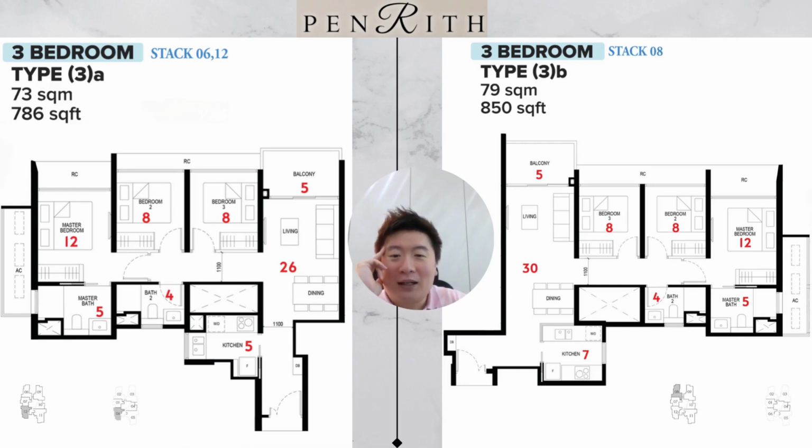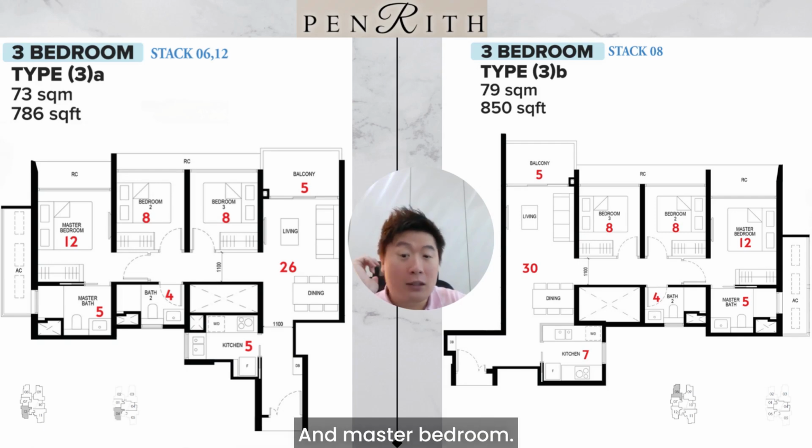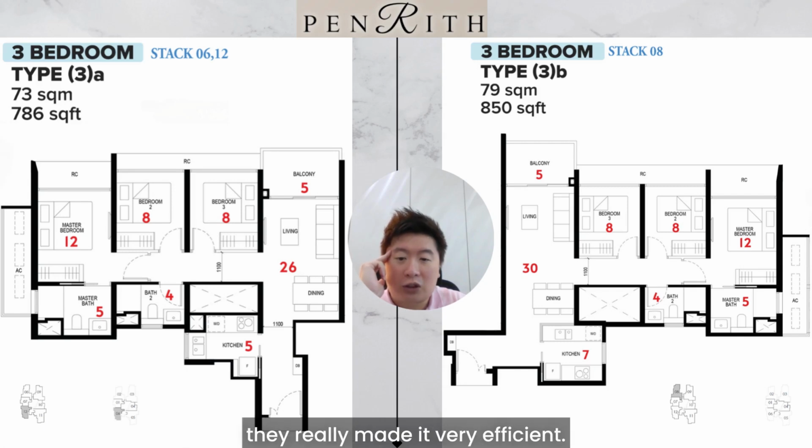Okay. Balcony is standard, it's 5 square meter. And the master bedroom, you notice that it's actually bigger than the two bedroom by 1 square meter, so a lot more livable per se. And the master bathroom is the same. Yeah. So you can see that the size, they really made it very efficient.